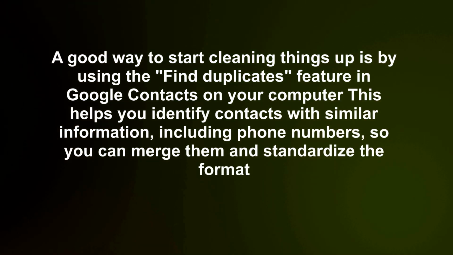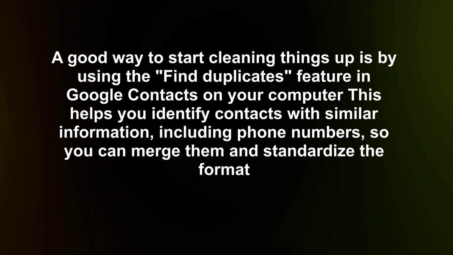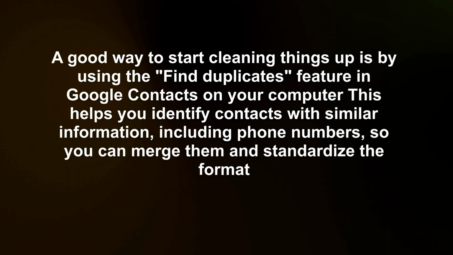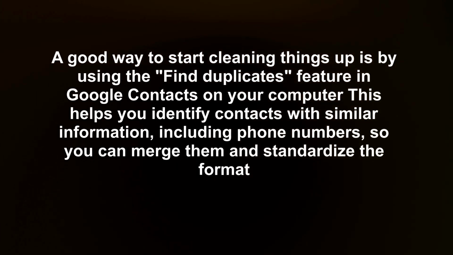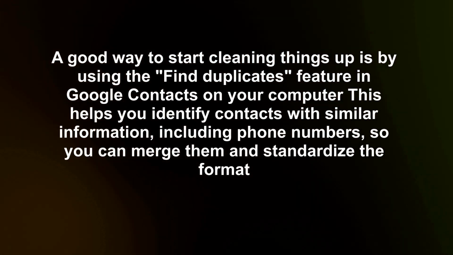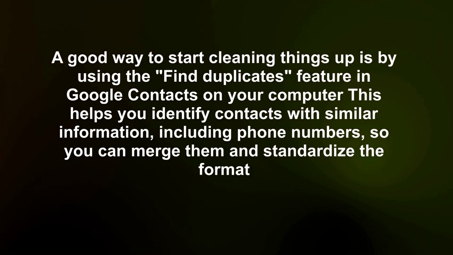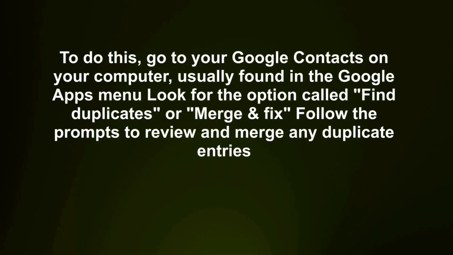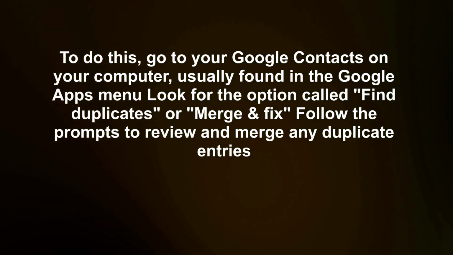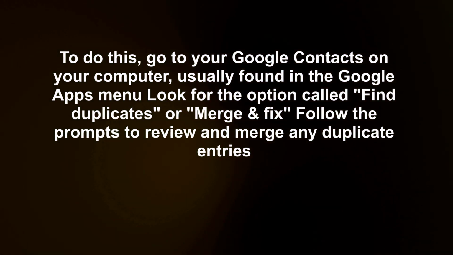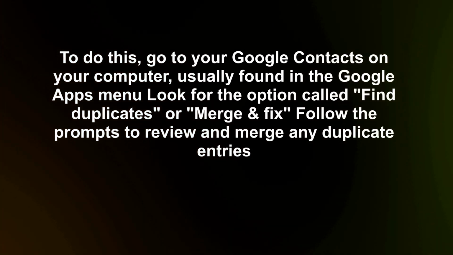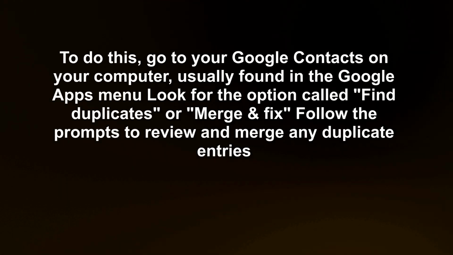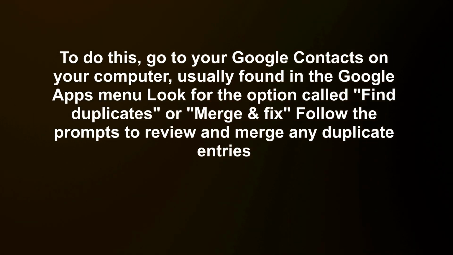A good way to start cleaning things up is by using the Find Duplicates feature in Google Contacts on your computer. This helps you identify contacts with similar information, including phone numbers, so you can merge them and standardize the format. To do this, go to your Google Contacts on your computer, usually found in the Google Apps menu. Look for the option called Find Duplicates or Merge and Fix. Follow the prompts to review and merge any duplicate entries.